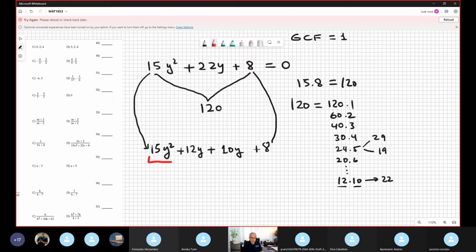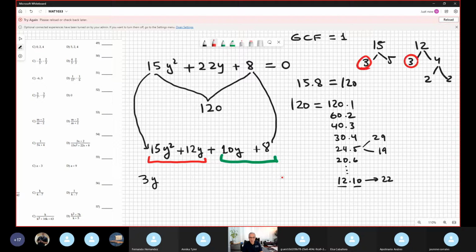And remember grouping now. Grouping is separating two couples, or we use that color, red couple, green couple. So the GCF in the first couple obviously is 3y. So 15 is 3 and 5. 12 is 3 and 4. 4 is 2 and 2. But at least we have one common factor, 3. And the y is common also, no?